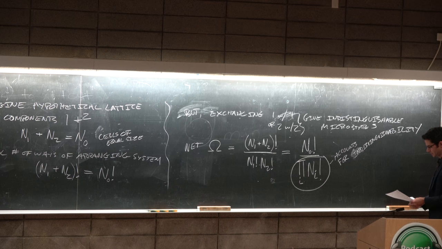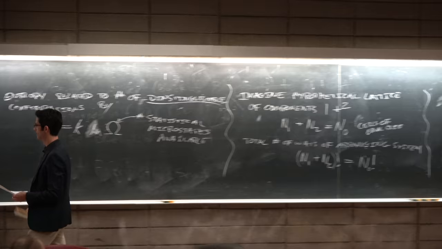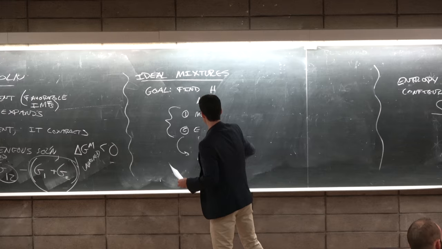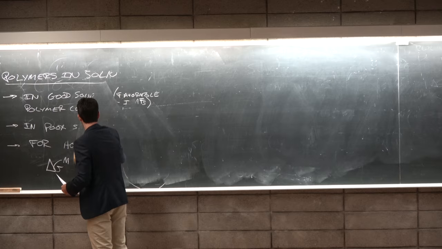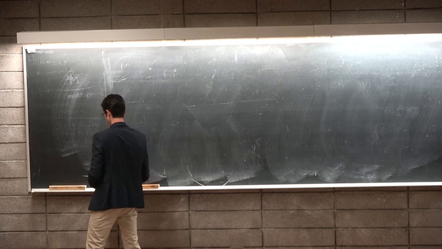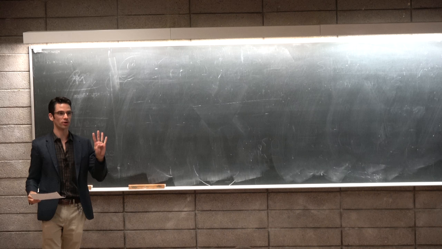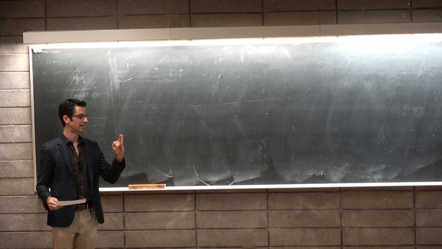And this might not make sense as to why the denominator is there. So let me just illustrate with an example. Suppose you have a lattice of four sites with two molecules of molecule 1 and two molecules of molecule 2. And we can represent them by open and closed circles.